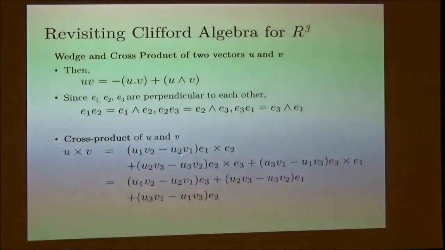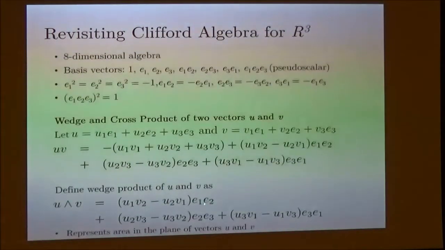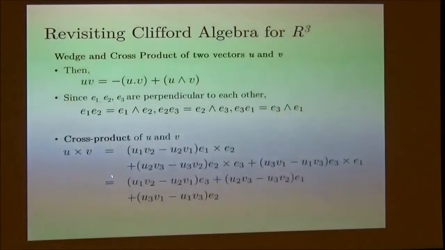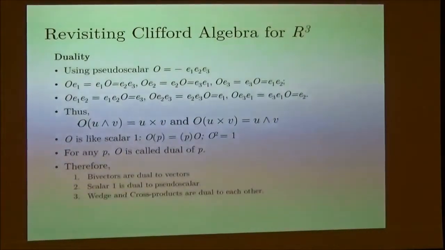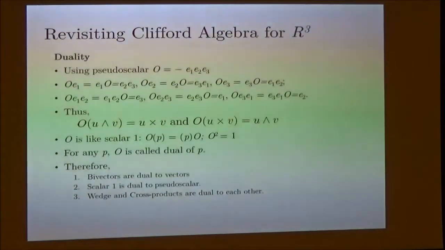We also know that the cross product of u and v is given by this. So we have the same terms that you had for the wedge product, except that instead of the bivectors, you have e1 cross e2, e2 cross e3, and e3 cross e1. And these simply simplify to e3, e1, and e2. So the wedge product has the same terms, but with the bivectors as the basis, while the cross product has the same terms, but with the basis vectors of R3. So there's a slight difference between the two. But we'll see that there's an operator called the duality operator that allows you to go from wedge product to cross product.